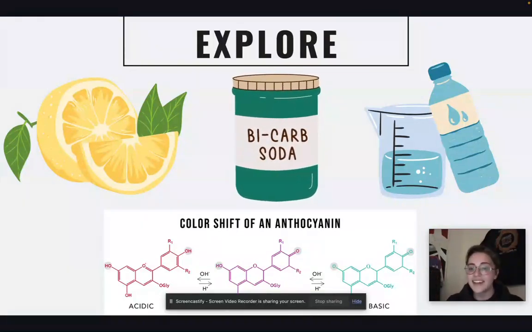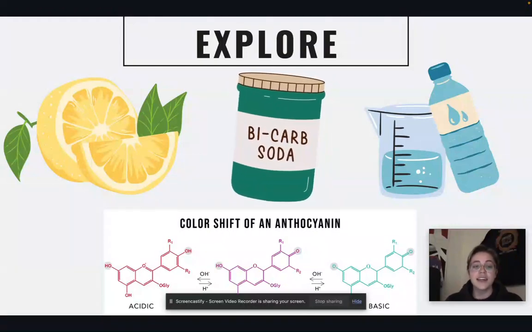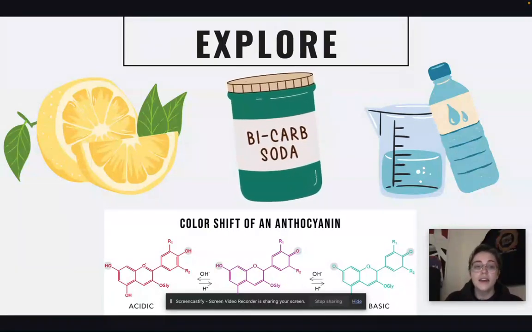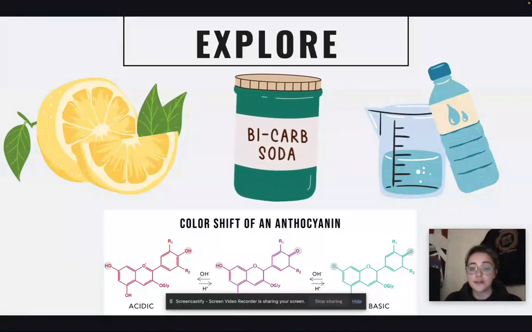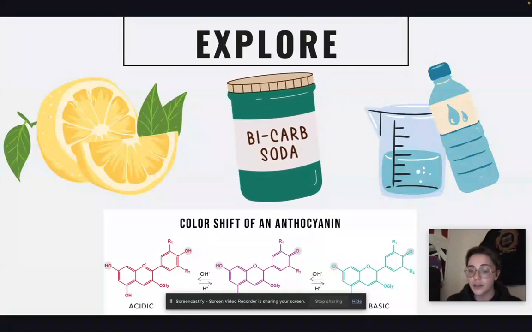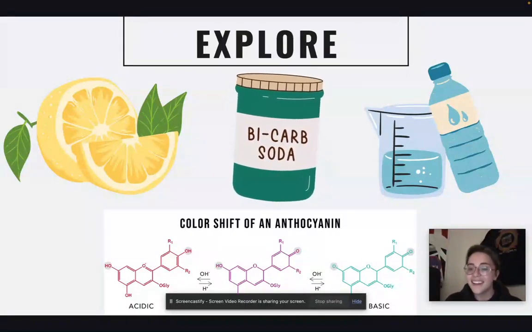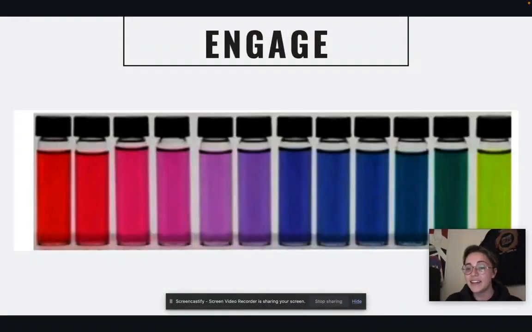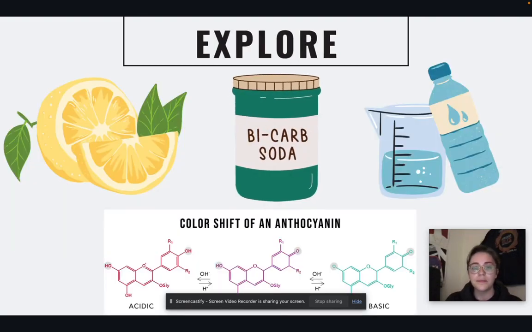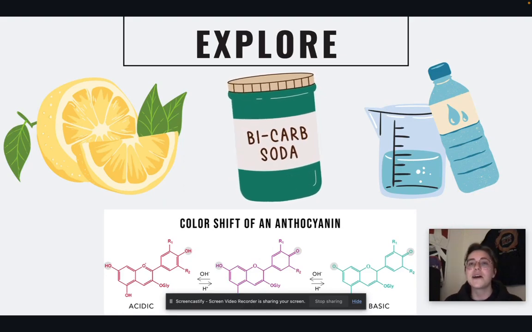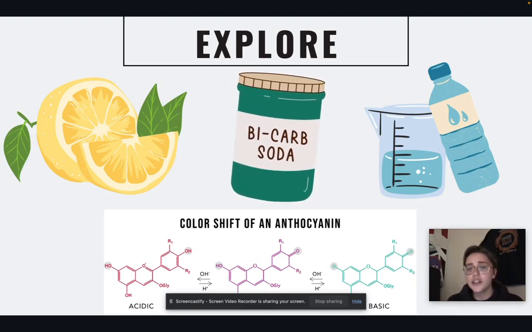Now, as you do this and as you explore this, what you should see is that in the acidic solutions, the anthocyanin indicator turns red. In the neutral solutions, the anthocyanin indicator is purple, and in basic solutions, it'll turn blue. Likely, some of the compounds that we saw in the engage section included other chemical compounds that also reacted with the anthocyanins. For example, that bright green color on the end likely came from a basic solution that also contained bleach.